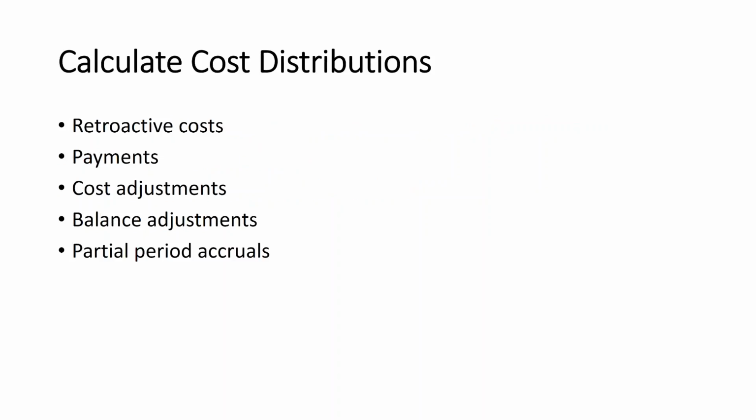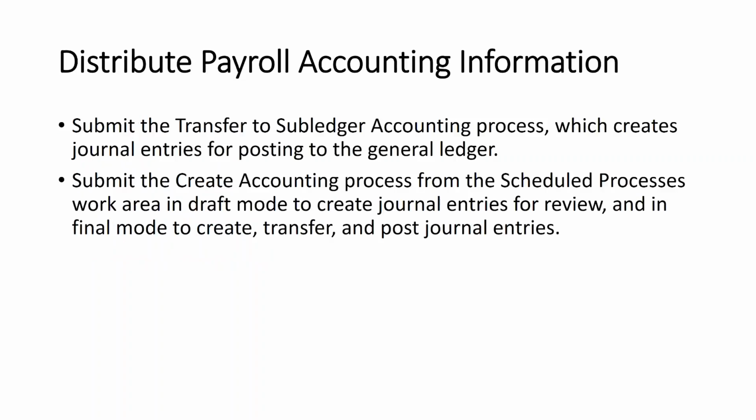Then if you have the payroll costing process in place, you need to calculate the cost distribution. You have to run all these processes to complete that. And then the final process is you can distribute the payroll accounting information. That is, you can run the transfer to GL process to submit the subledger accounting process. This will create the journal entries. This process is mainly run by the finance side of the team.